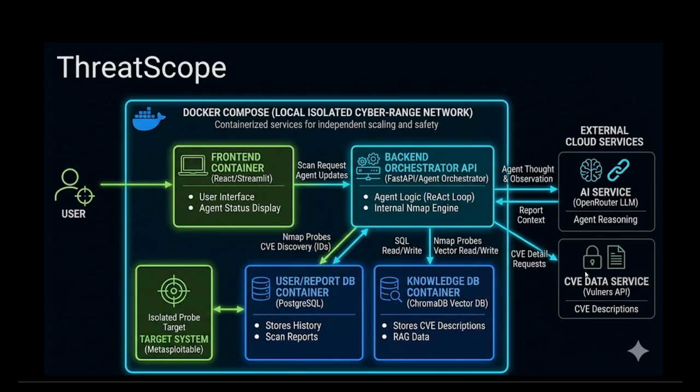And as we pull common vulnerability IDs and descriptions from that API, we store them in a RAG database locally so that we can save time without having to use the API for future scans. And our Postgres container stores historic scan reports.